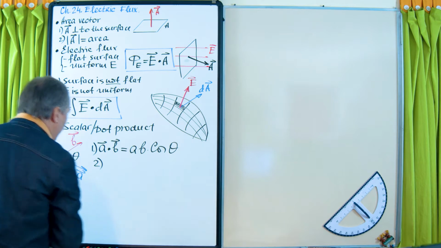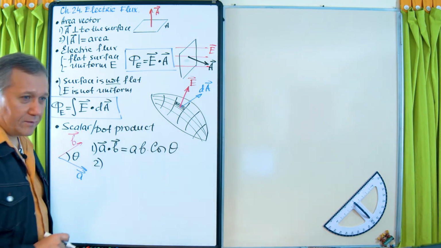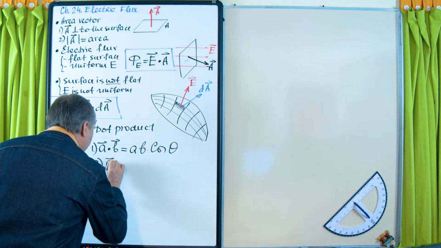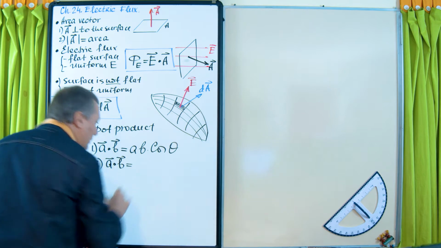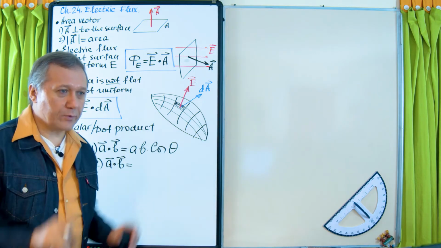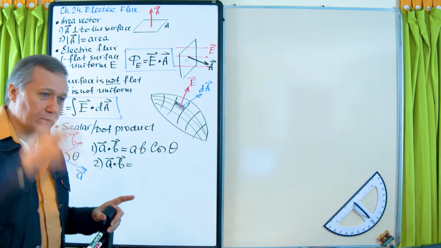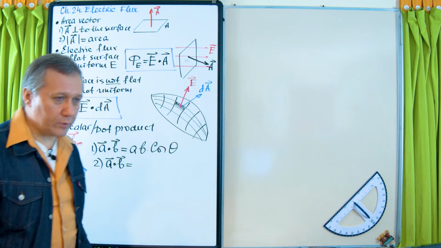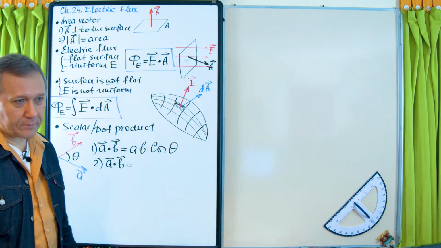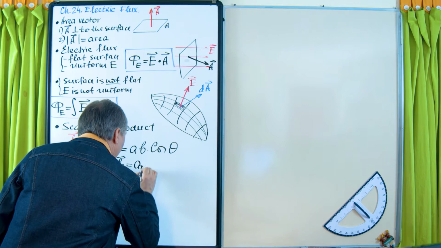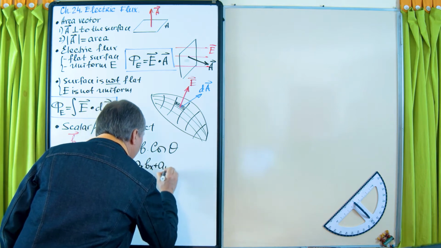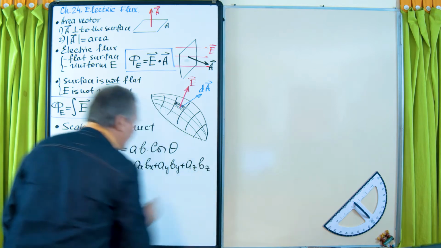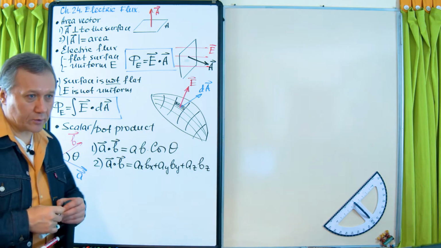Now, the second one: if these vectors are written in the component form, then you can calculate the dot product this way. A dot B. You multiply the corresponding components: first X components, then Y components, then Z components, and then add up all those products. So basically you'll have A_x B_x plus A_y B_y plus A_z B_z. So there are two ways of calculating the dot or scalar product.